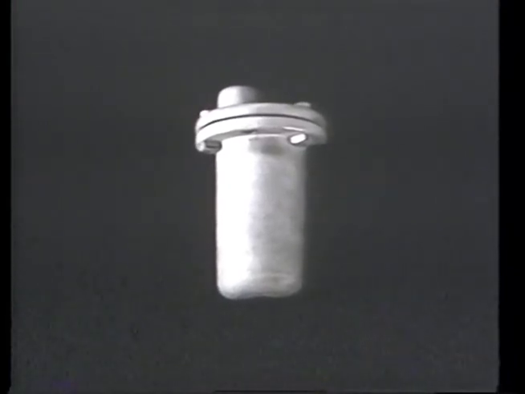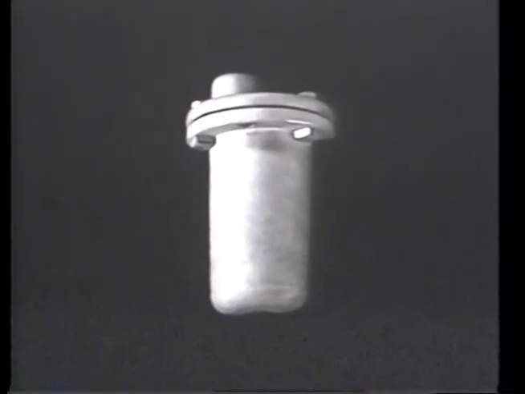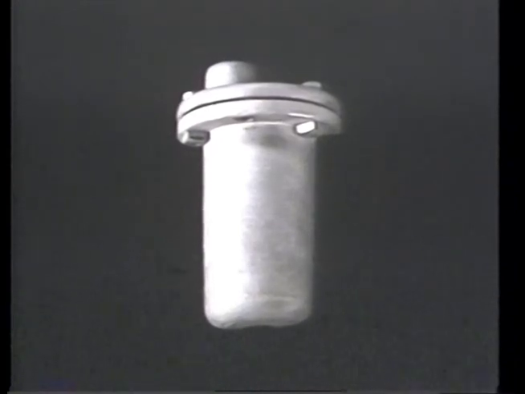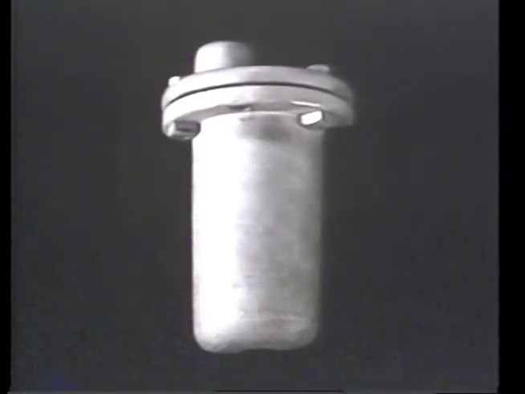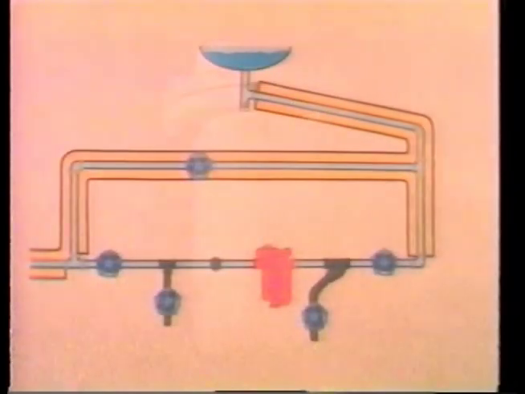Now, the device that does all of this, that automatically drains condensate and discharges air from steam lines, is the steam trap. But before we examine the various types of steam traps to see how they work, let's first look at a typical steam trap station and see where it fits into the steam system.